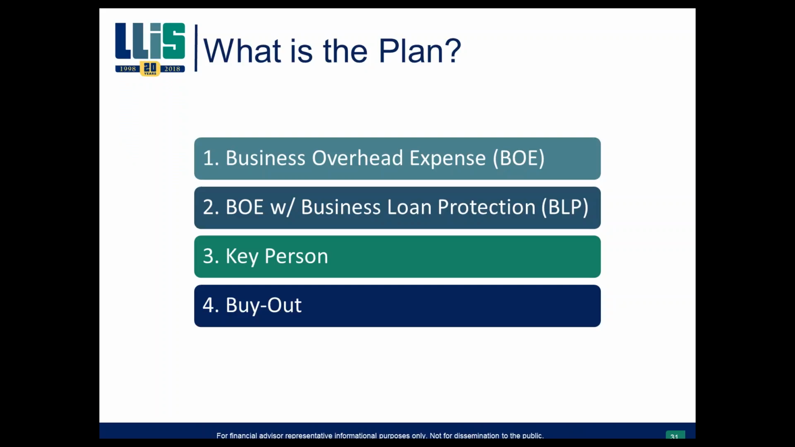So let's go into some of the plans. There's primarily 4. The first one is a business overhead plan. And then the next one is the business loan protection plan, which is actually part of the BOE plan, and we're going to talk about that in just a minute. And then you have key person. And then lastly, you have the buyout.